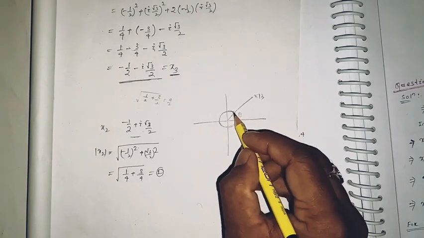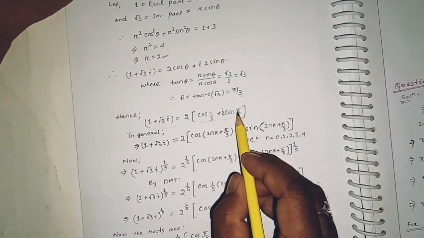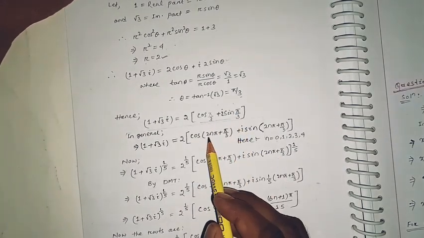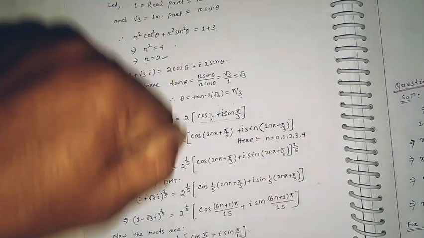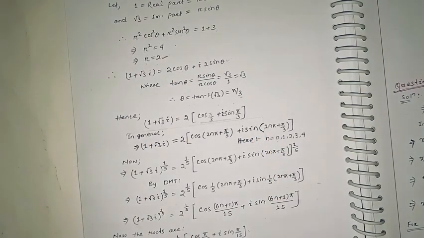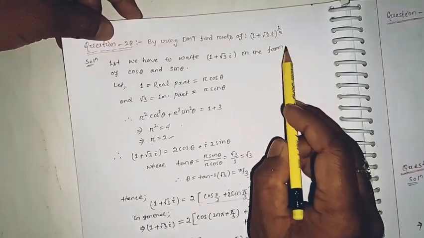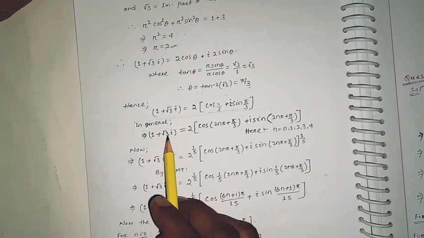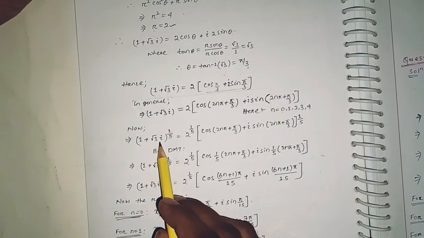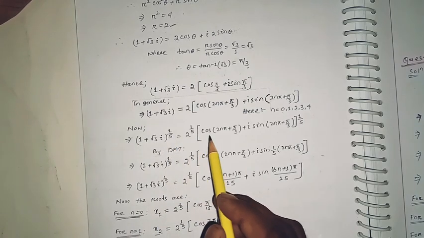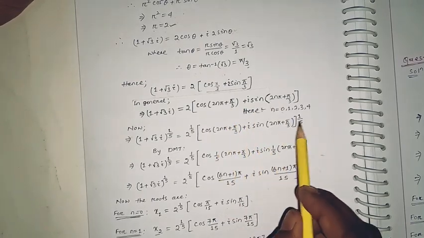We can reach the same point. So cos pi by 3 plus i sin pi by 3 in general can be written as cos(2n pi plus pi by 3) plus i sin(2n pi plus pi by 3). Now, as per the question, we have to find this to the power 1 by 5. So 1 plus root 3i is this much. Therefore, (1 plus root 3i) to the power 1 by 5 will be equal to 2 to the power 1 by 5 into this much to the power 1 by 5.